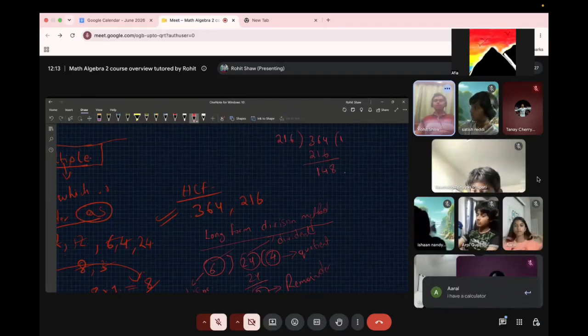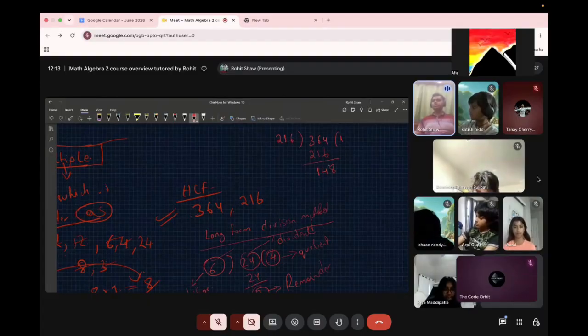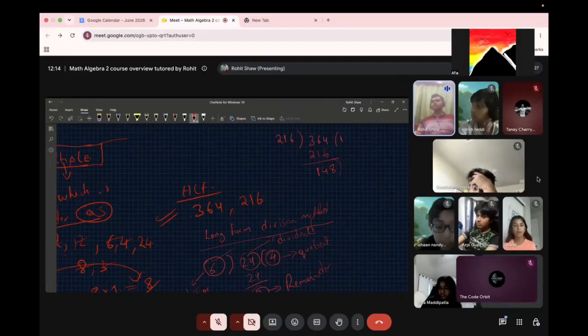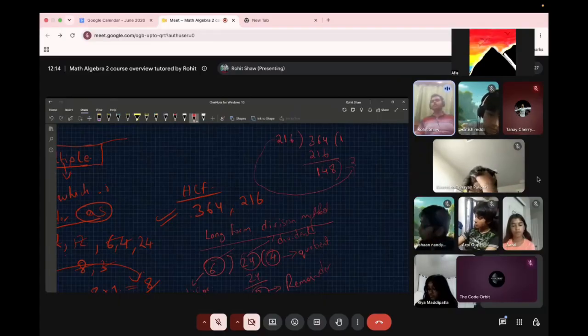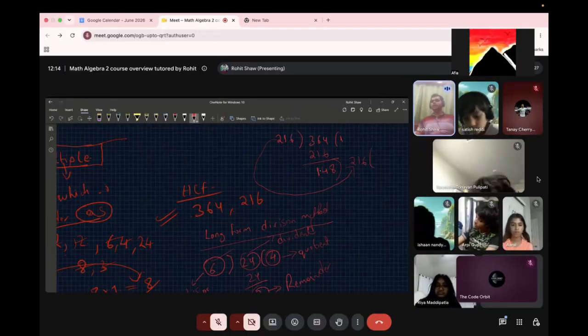Okay, I have a calculator. That's good. So 148 is the remainder that is coming. Now 148 can't be divided by 216, so this is the remainder. What I'll do is continue to repeat the process after putting this divisor into the dividend, and I'll repeat the process till the remainder is 0.